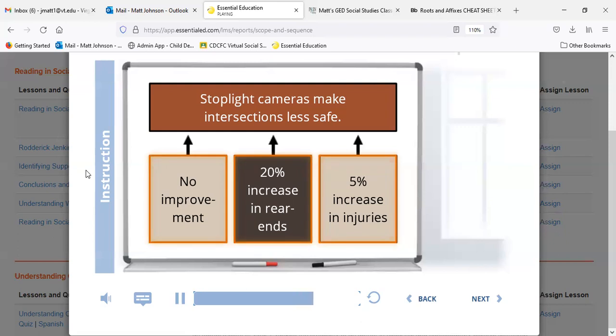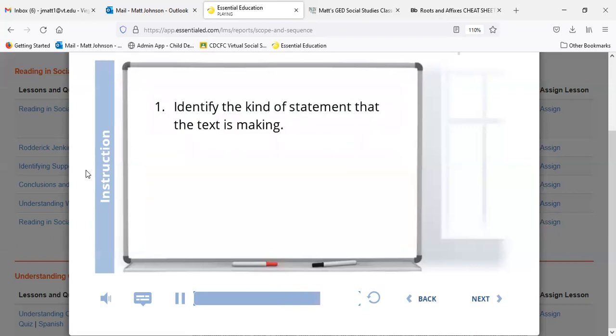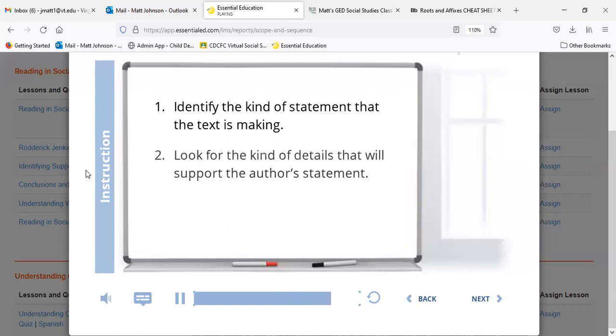So, when it comes to identifying supportive details, there are a few steps you want to follow. First, identify the kind of statement that the text is making. Is it a persuasive text? Is it comparing and contrasting? Is it giving you instructions? Second, look for the kind of details that will support the author's statement. A persuasive text, for example, is going to need to show some evidence to support the claim. Comparing and contrasting, on the other hand, will need to show examples.